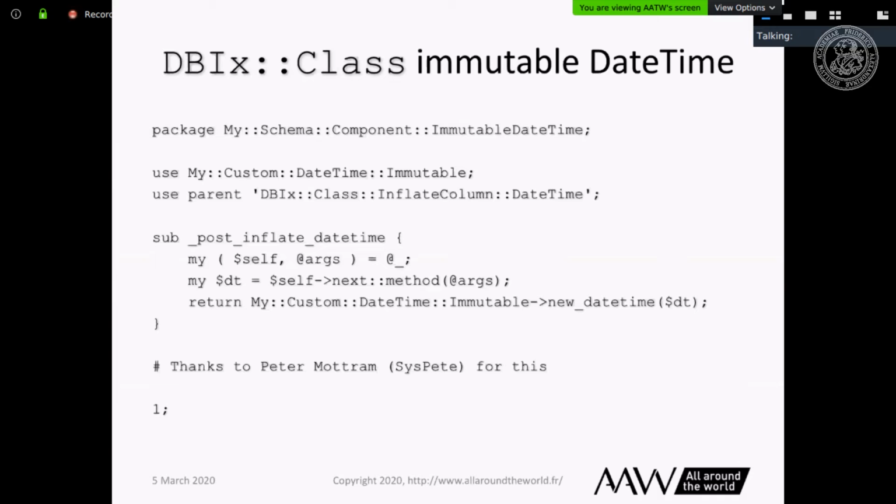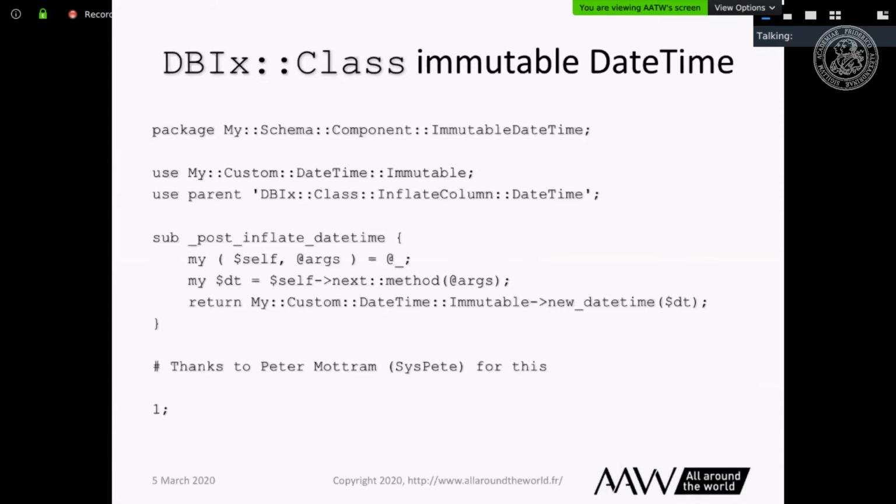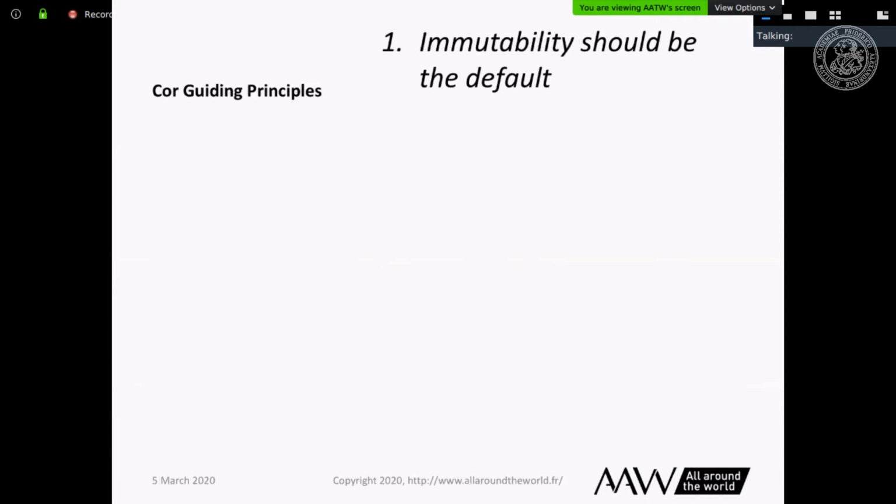So it's still not perfect, but that's because DBIx::Class tends to use objects as smart structs rather than objects in the sense that we're presenting here. But it can help quite a bit. By the way, thank you very much to Peter Mottram for pointing that out to me. So core guiding principle number 1: immutability should be the default. So that's one of the things we're trying to focus on.